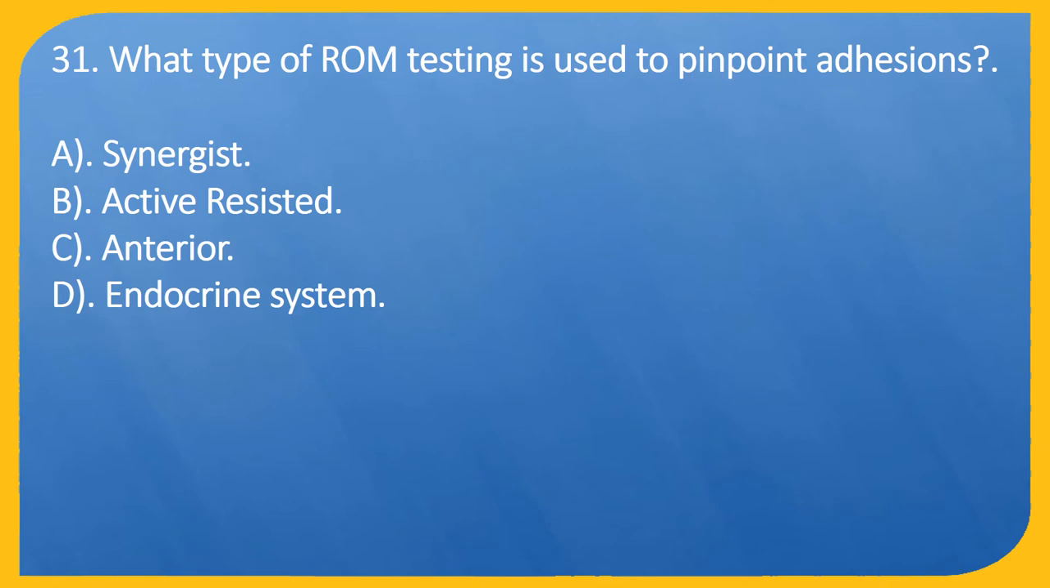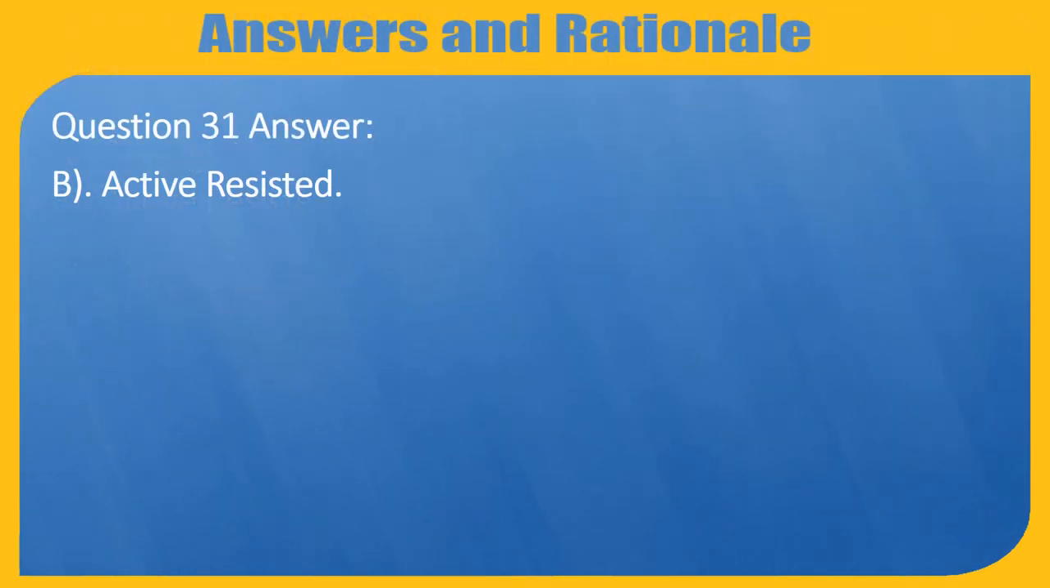Question 31. What type of ROM testing is used to pinpoint adhesions? A. Synergist. B. Active resisted. C. Anterior. D. Endocrine system. Question 31. Answer. B. Active resisted.